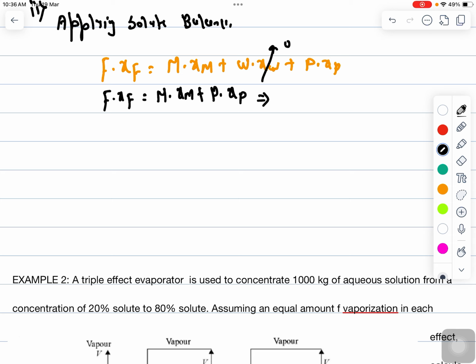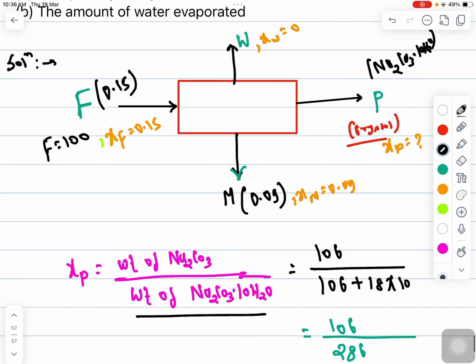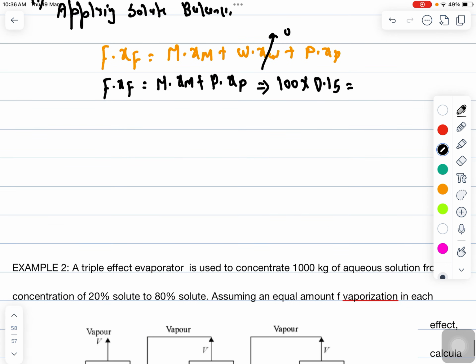So F is your 100 and XF is 0.15, and that will be equal to M, which we don't know. Is that clear? And then M multiplied with 0.09 plus P multiplied with 0.3706. How much did we get for the value?